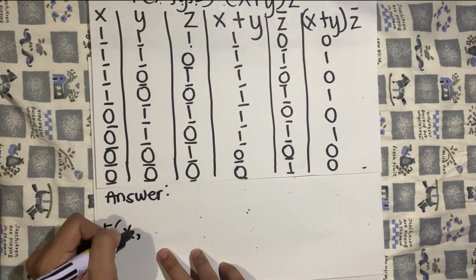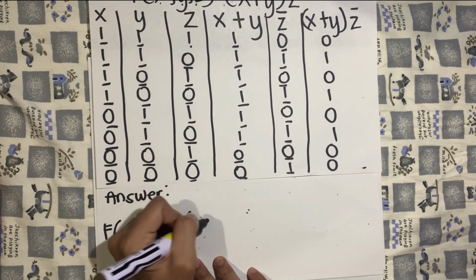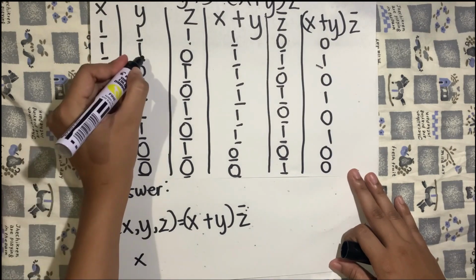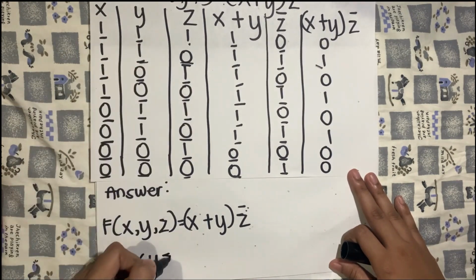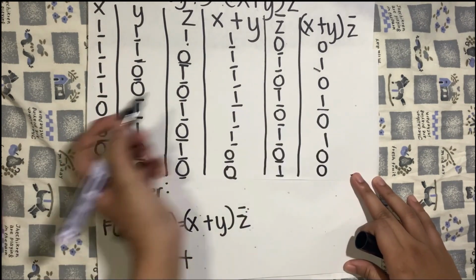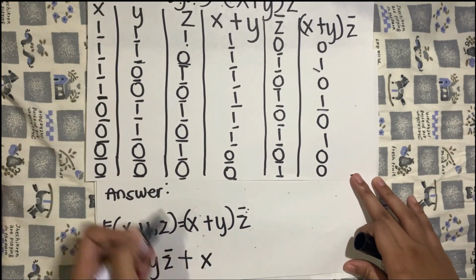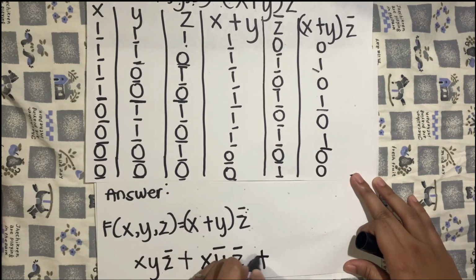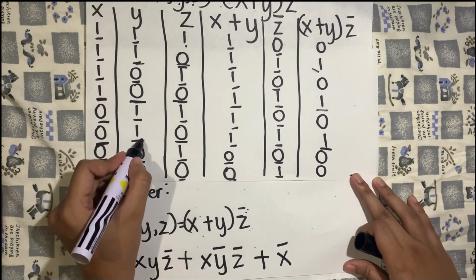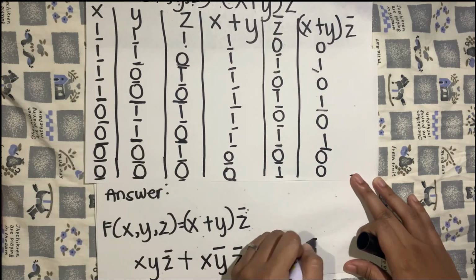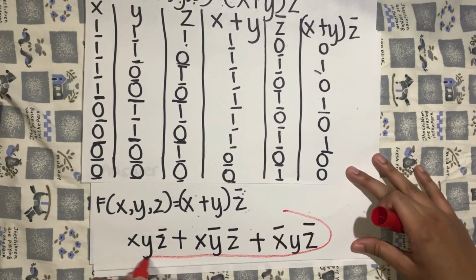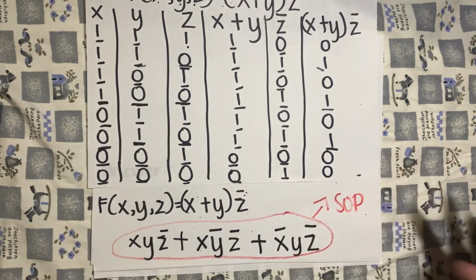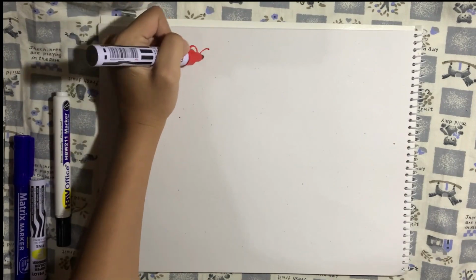Now, let's get the sum of products. To find the sum of products, we need to get all the rows with output 1. So one here is x and y and z complement, plus another one, x and y complement and z complement, plus x complement and y and z complement. So this is the sum of products for the function f of x, y, z equals x plus y and z complement. I hope you understand the Boolean function.